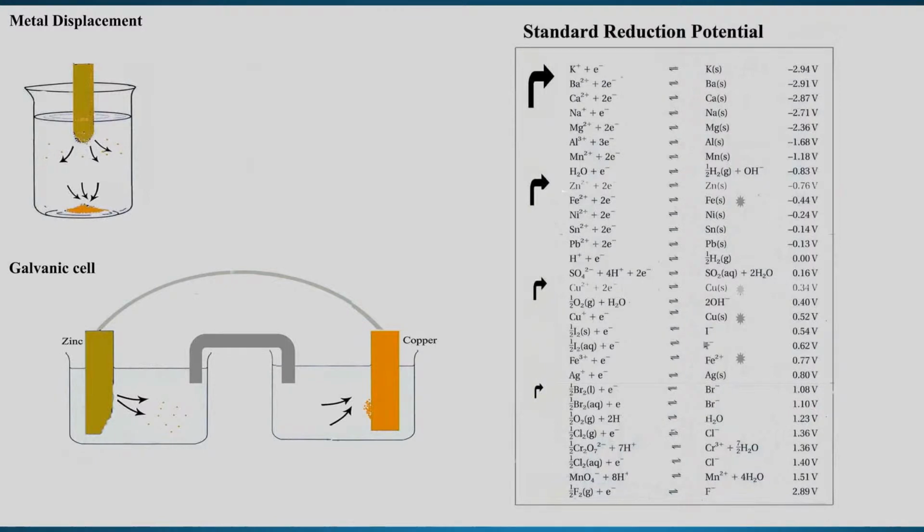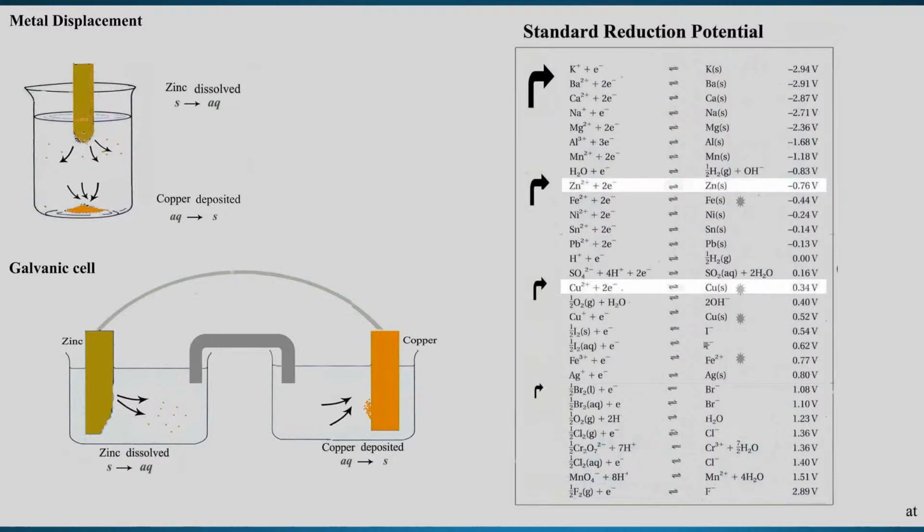If you look at these two reactions, metal displacement and a galvanic cell, you can see some similarity. The top one: zinc dissolves, copper deposits. Look at the bottom: zinc dissolves, copper deposits. So they look like the same reaction. Yes, they are the same reaction.